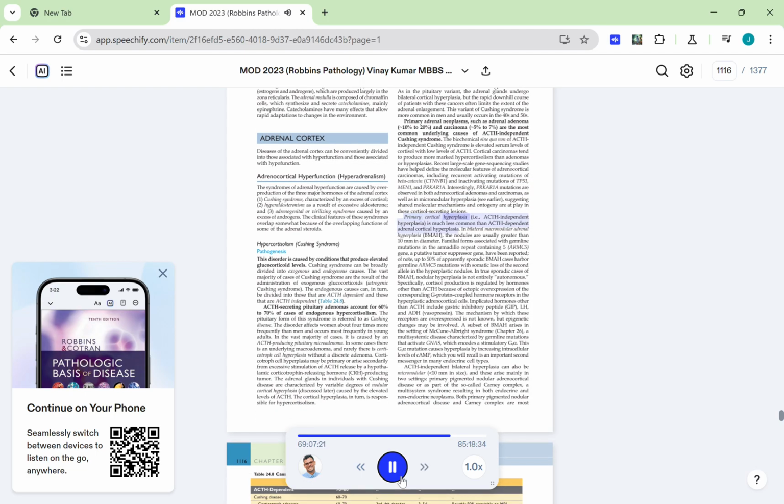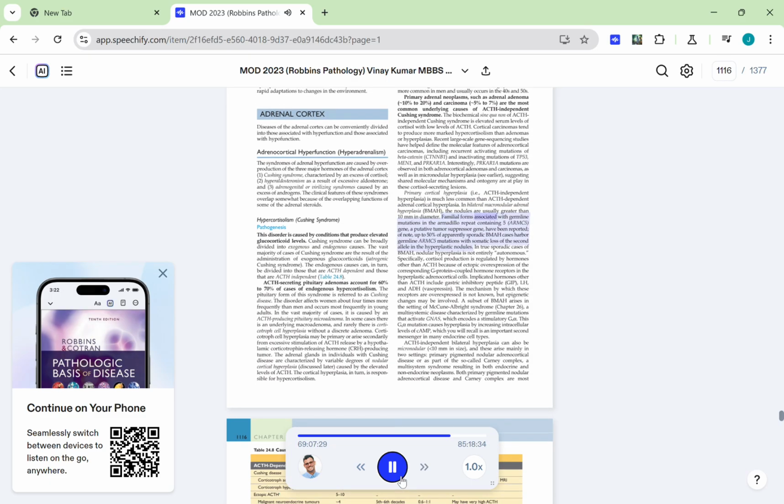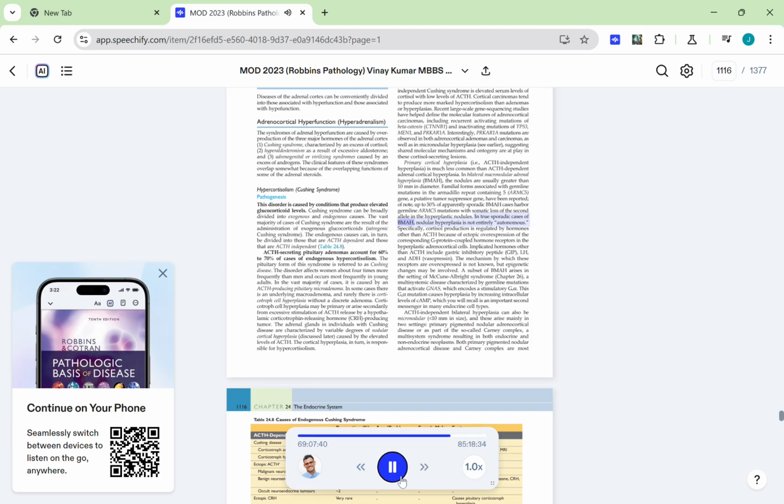Primary cortical hyperplasia is much less common than ACTH-dependent adrenal cortical hyperplasia. In bilateral macronodular adrenal hyperplasia, the nodules are usually greater than 10 mm in diameter. Familial forms associated with germline mutations in the armadillo repeat-containing gene, a putative tumor suppressor gene, have been reported. Of note, a subset of apparently sporadic BMAH cases harbor germline ARMC mutations with somatic loss of the second allele in the hyperplastic nodules.